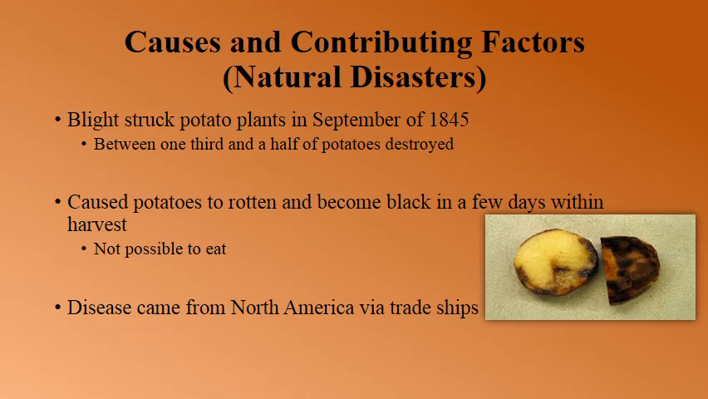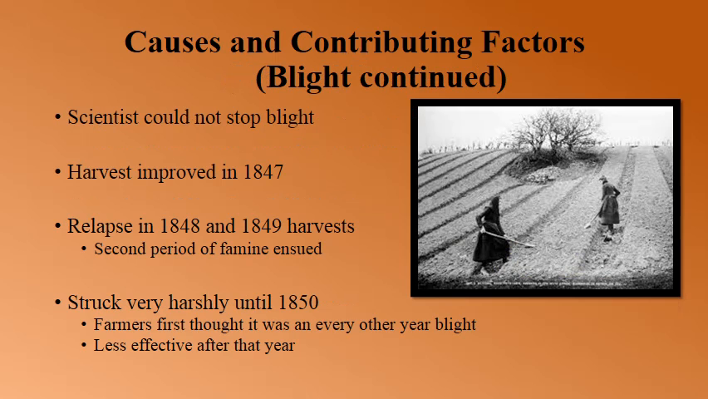And it's believed that the disease came from North America via trade ships, because there was a lot of trade going back and forth at that time, and a lot of people going to North America, so they think somewhere it developed over there, and then someone brought it back to Ireland. Okay, so more on the blight, since it was such a big deal. Scientists at that time could not stop the blight.